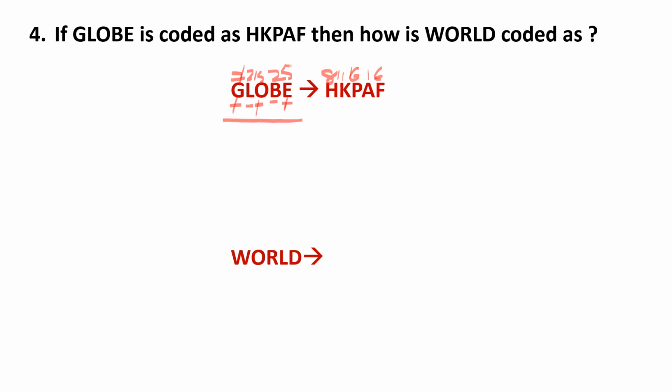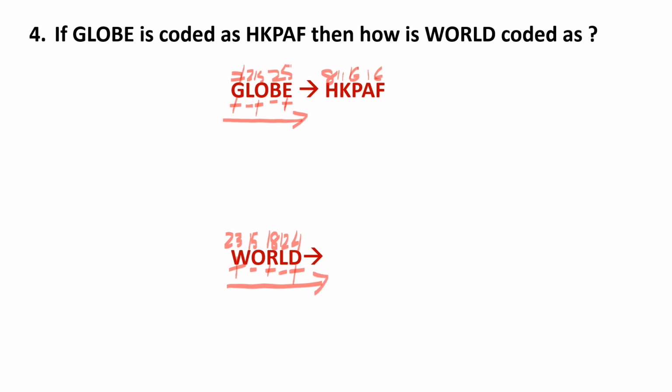So the logic is going from left to right. The same we need to do here. Every letter should be plus, minus, plus, minus, plus. So what is W? It is 23. O is 15. R is 18. L is 12. D is 4. From left to right we need to code it.